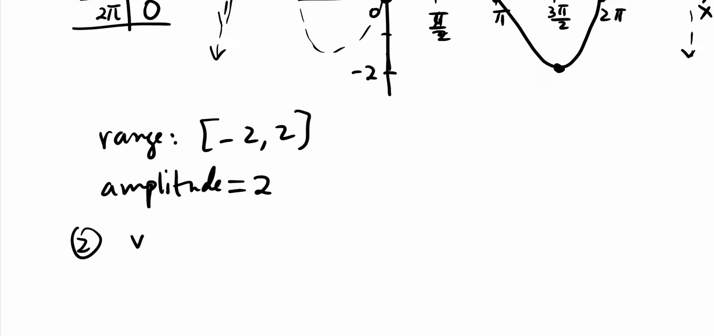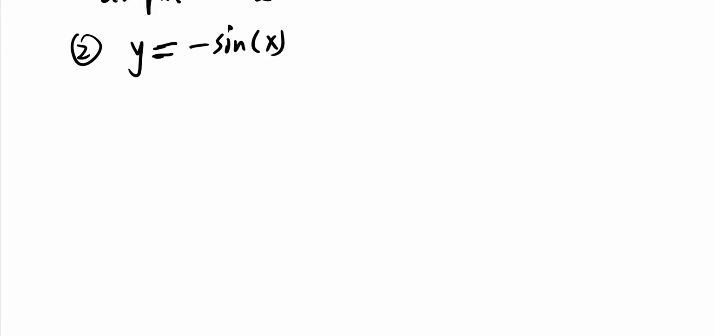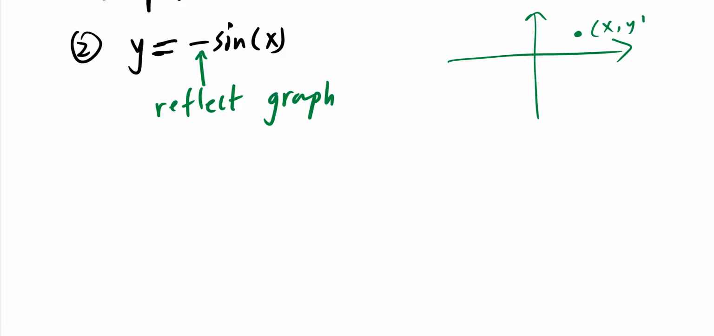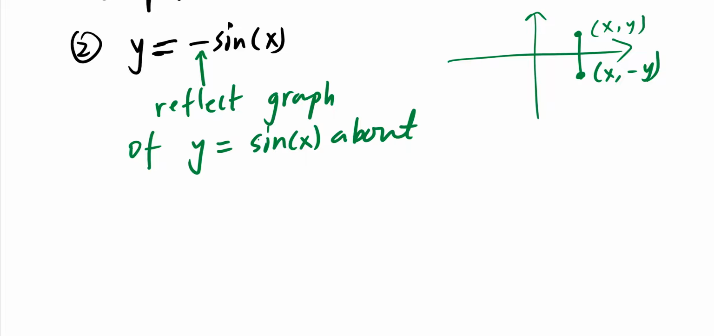Number 2 now, y equals negative sine x. We use transformations the same way as we did back in algebraic expressions and functions. That negative sign tells us to reflect the graph, because what are you doing? You're doing y to negative y. In general, if you have the xy plane and you have a point, make y negative y, so it goes down here. So we reflect the graph of y equals sine x about the x-axis. That's what the negative sign tells us to do.